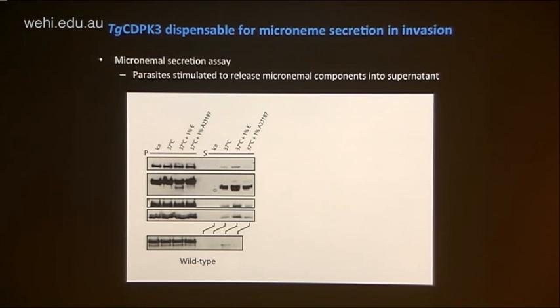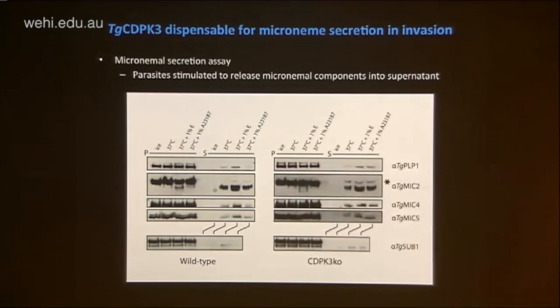So you see here for wild-type parasites, what you want to concentrate on here is the supernatant fraction, which is showing the proteolytic release of microneme proteins into the supernatant of this experiment after you stimulate them at various points, by various means. So here you're stimulating microneme protein release. And comparing wild type to CDPK3 knockout, we saw that release of these microneme proteins was now suddenly exactly the same between wild type and knockout parasites, in complete distinction to what we'd seen for parasites which are trying to egress.